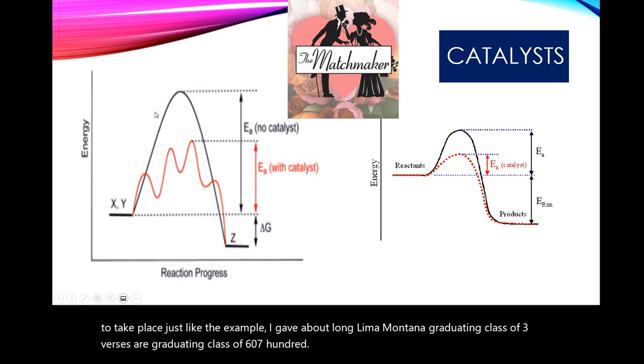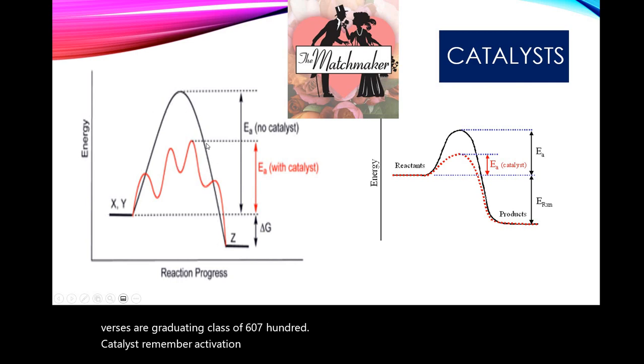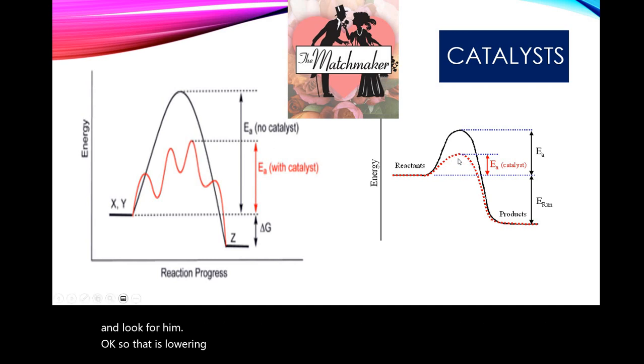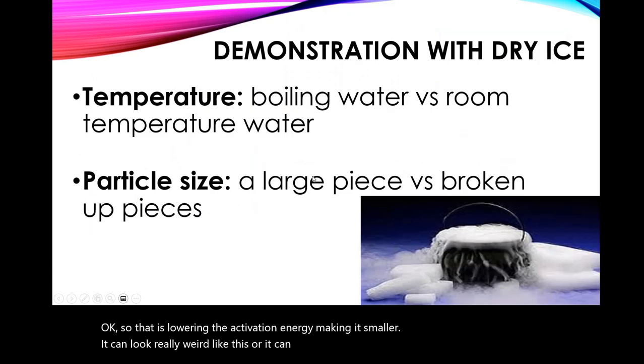Catalyst, remember our activation curve? It lowers the activation energy, the amount of energy that I have to put in. All I have to do is tell the matchmaker what I want, basically, and they go out and look for them. Okay, so that is lowering the activation energy, making it smaller. It can look really weird like this, or it can be just a smooth curve underneath.